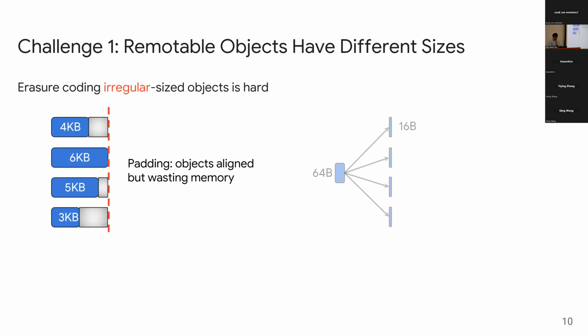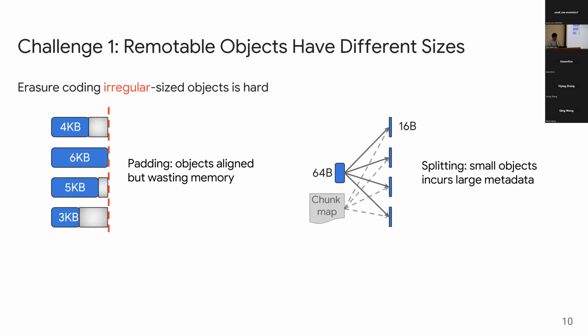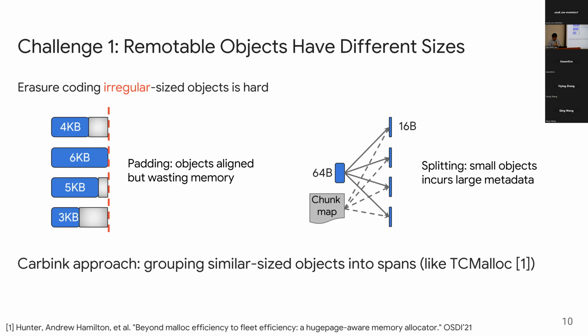You may split each object into smaller chunks equally, but doing so for small objects would incur large additional metadata to store, such as each chunk's location. So to efficiently erasure code these irregular size objects, Carbink's approach is to group similar size objects into spans, just like how some memory allocators manage their objects, for example, Google's TCMalloc. These spans are page aligned, narrow and regular sized, thus well suited for erasure coding.